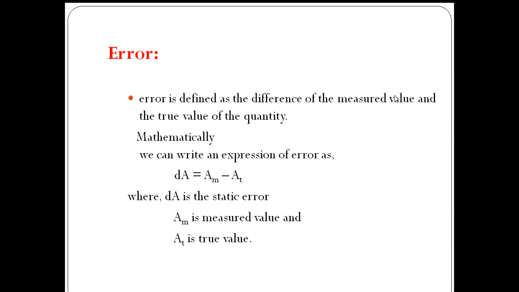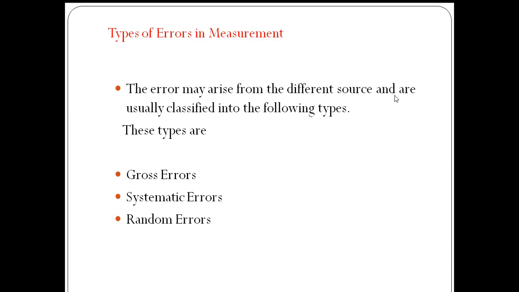For a given meter, we apply a correction. Correction is nothing but the negative of error. The negative of error is the correction that we apply to the measured value to get the true value. Now we will see the classification of errors. Errors may arise from different sources and are usually classified into these types: gross errors, systematic errors, and random errors.